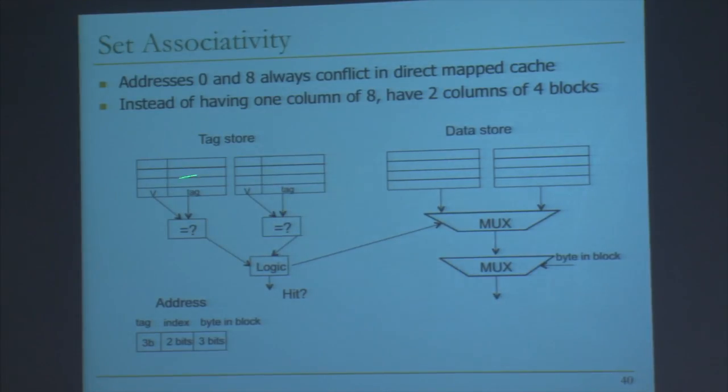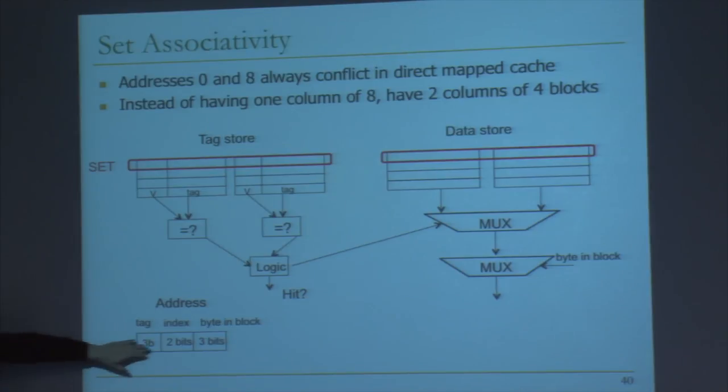Basically, the tag store looks like this. You can have tags and valid bits for 2 blocks. And the data store is organized this way. You can store 2 blocks given the same index. Make sense? And the address now looks like this. So this is called a set now. A set, or the blocks that have the same index, can store 2 blocks in this case. That's why it's two-way set associative.